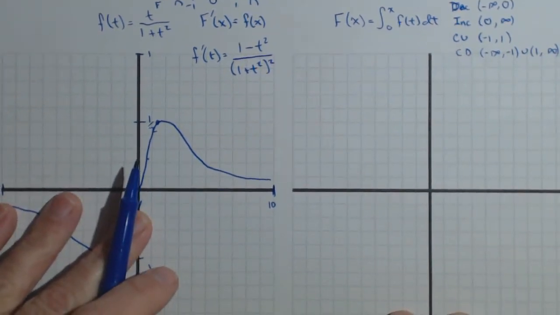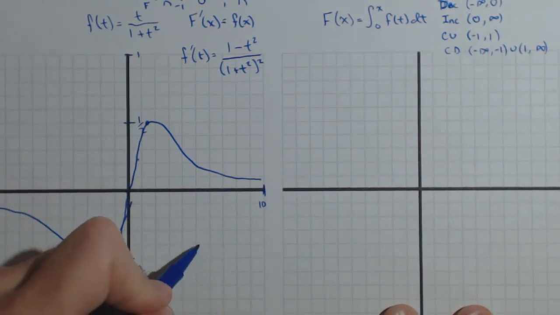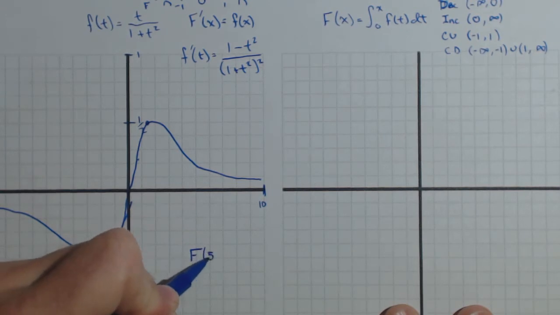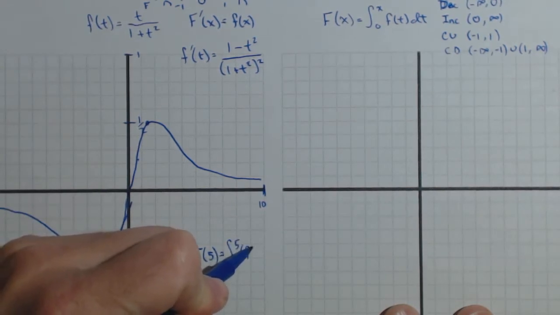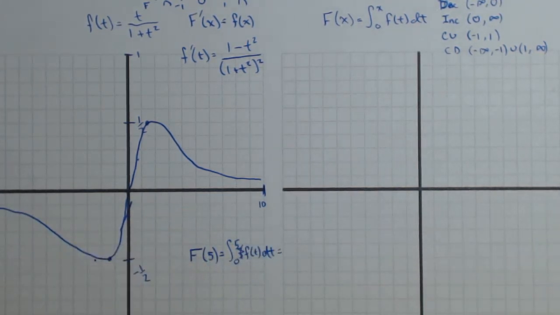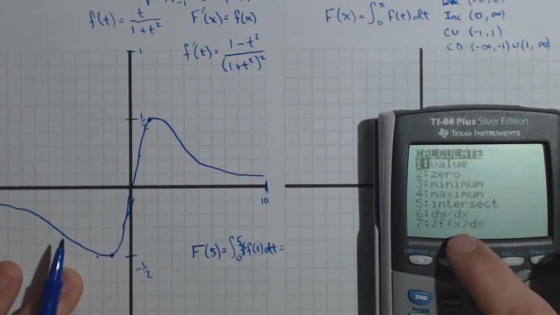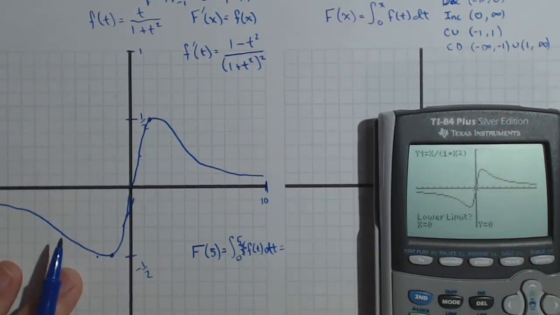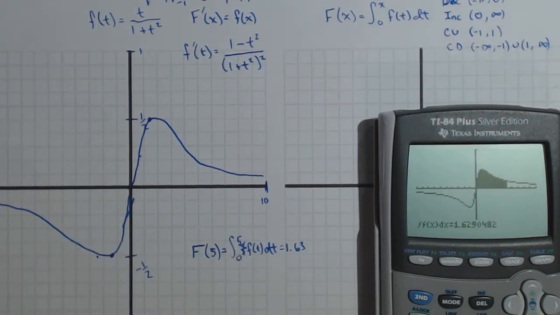I'm going to use the graphing calculator to do this as opposed to Riemann sums, just to show how we can do an example where we do that. So if I wanted to calculate F of 5, that's the integral from 0 to 5 of f of t dt. I already have it entered as a graph in my calculator because we saw the graph here. I'm going to do second calculate, pick option number 7, and my lower limit is 0, my upper limit is 5, and I get my definite integral is 1 point. I'm just going to round to 2 decimal points for time's sake.